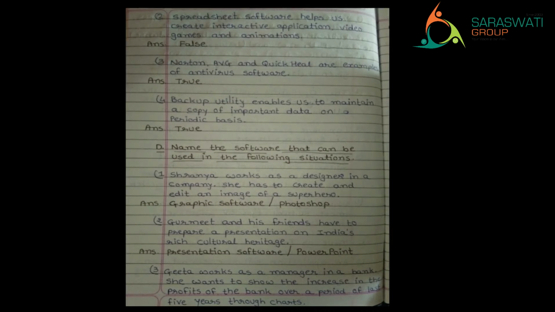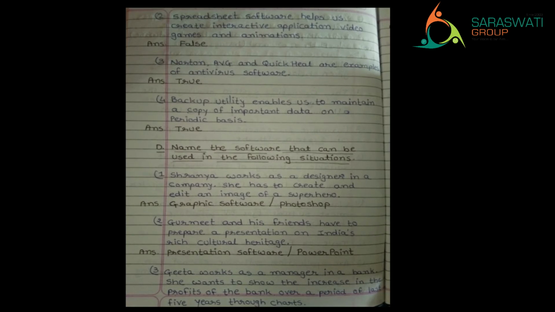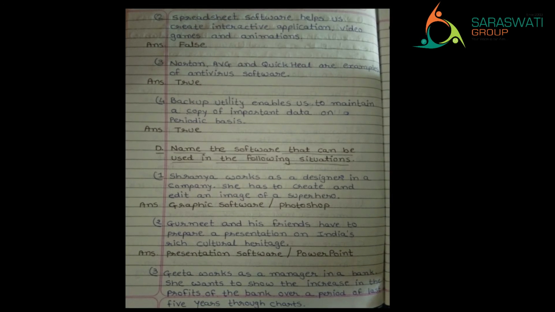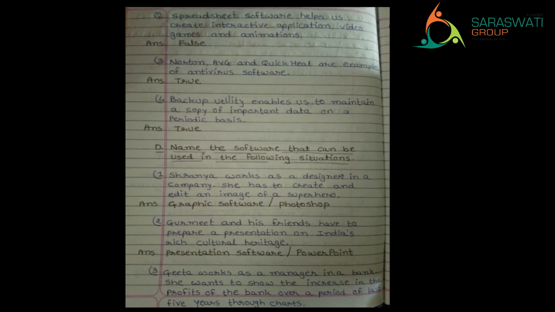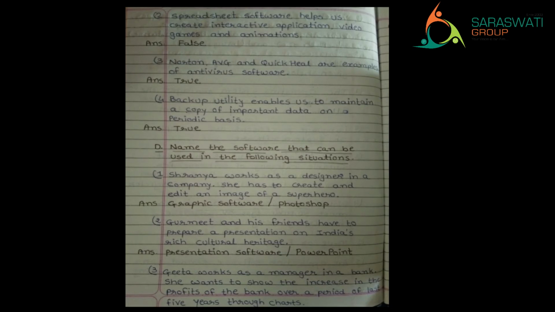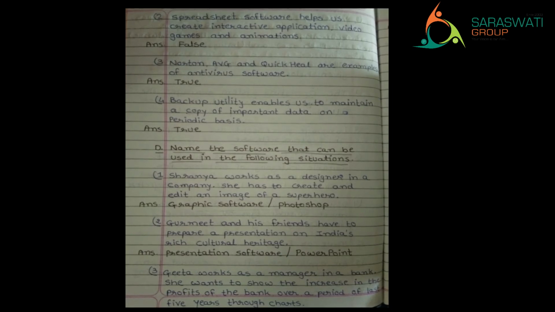Now kids, here in the answer if you see, I have written a slash. So the first portion is the type of software, and the other one is the name of the software. So for this situation, which type of software will she use? She will use graphic software. What is the name of the software she can use? That is Photoshop. Right? Okay.